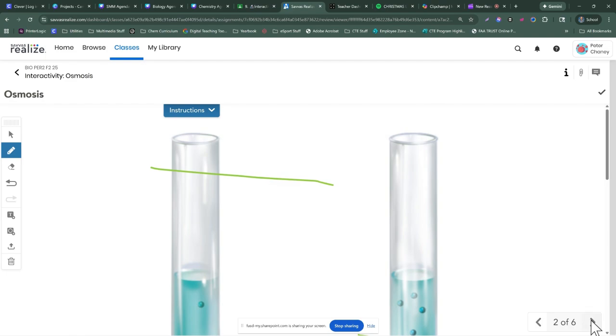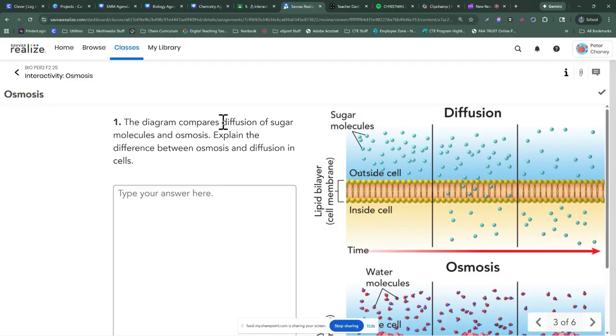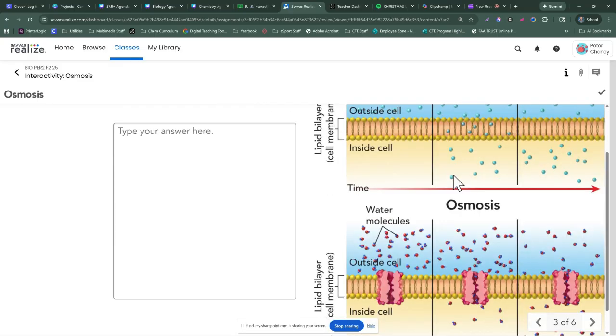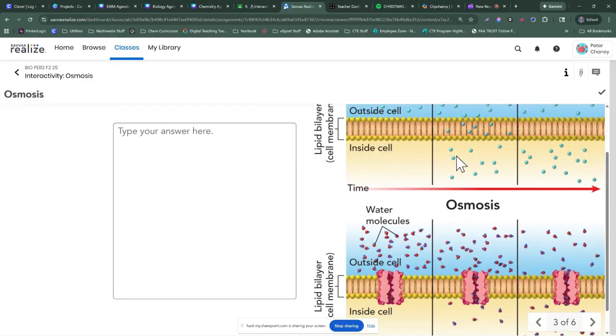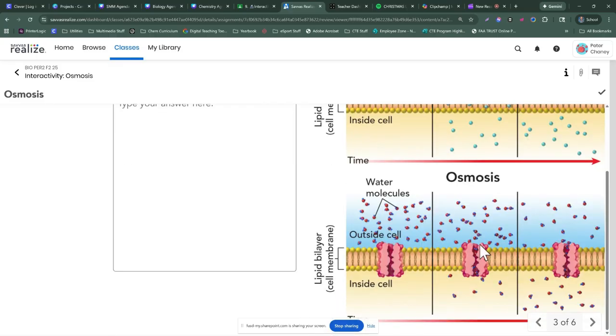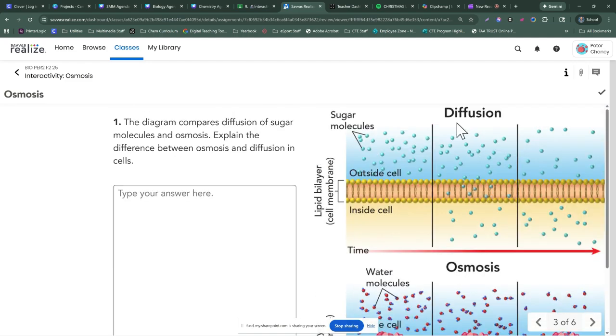Slide 3. The diagram compares diffusion of sugar molecules and osmosis. Explain the difference between osmosis and diffusion in cells. So it's explaining diffusion right here with the lipid bilayer, and then it's got osmosis down here. You can see one of the big differences is that with osmosis, we have this transport channel that we've talked about versus no channel over here. So that's one major difference. Okay, and there are others that you can talk about in slide 3.